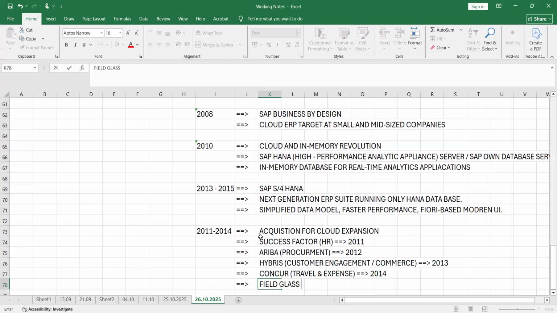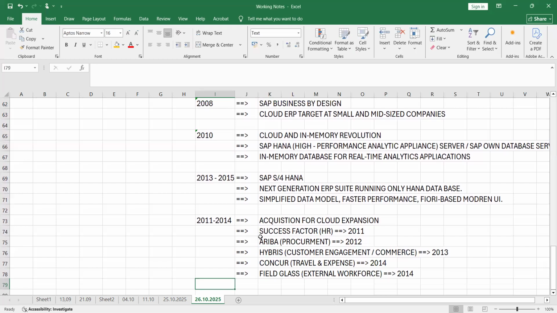Okay, this is nothing but external workforce, people working on a contract basis. So this was also done in the year 2014. These are the major acquisitions they have made in between these three years: SuccessFactors, Ariba, Hybris, Concur for travel and expense, and Fieldglass for external workforce in 2014.